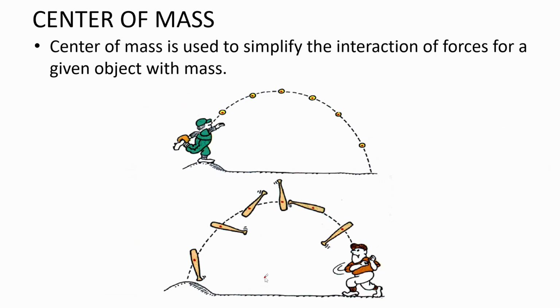Next one is the center of mass. Center of mass is used to simplify interaction of forces for a given object. So as you can see, if it's a ball, perfectly symmetric, there's no problem. It just simply moves in that trajectory and you can even assume that it doesn't rotate. However, if we're talking about irregular shapes like this one, like a bat, when you throw it, it seems to be rotating about its axis. So what is this axis?